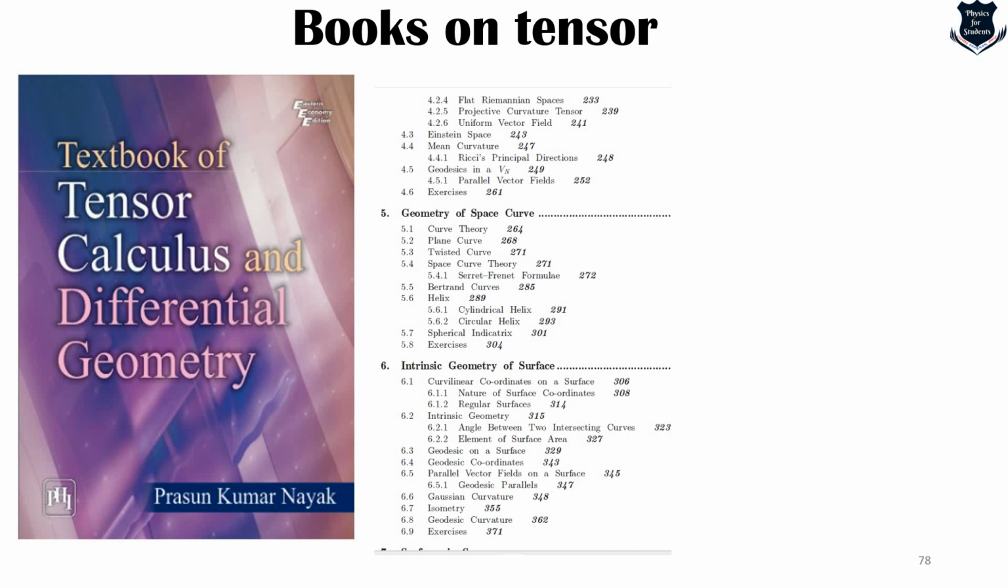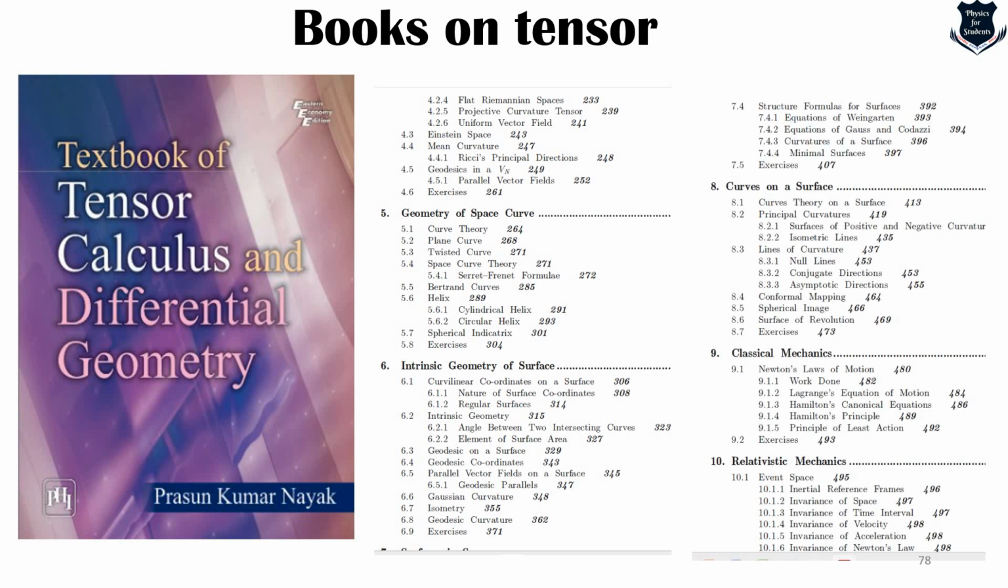So here you see the geometry, the space, the curve, even the geodesics are being covered, elements of surfaces, everything. The curves on the surface, the classical mechanics, that means Newton's laws. Then you see the Lagrangian and, most importantly, Hamilton's canonical equations. After going through all those books, I really don't have any words to speak about this book.